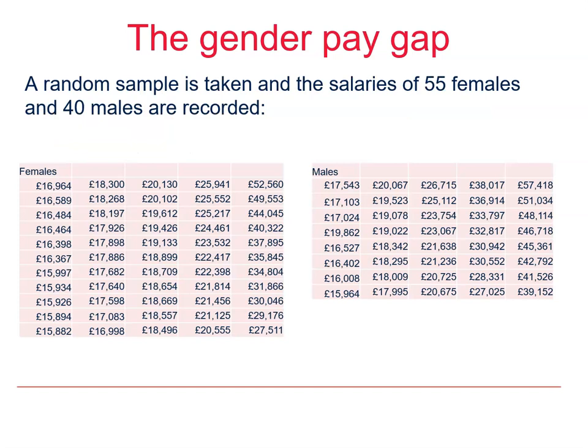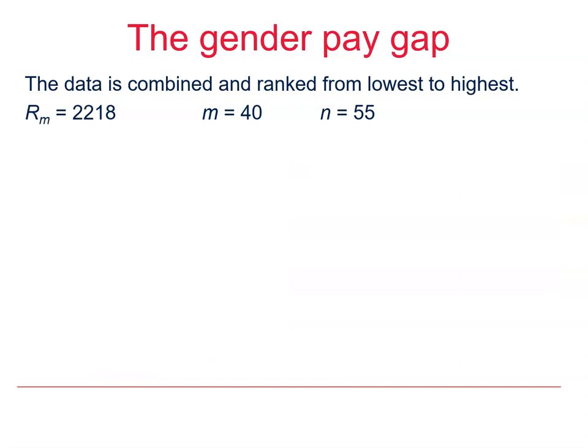Here's the data. Our first step, as with smaller tests, is to assign values to m and n. Remember that m is the smaller of the two. So m equals 40 and n equals 55. There's a lot of data here, so you'd want to use a spreadsheet. In an exam, you'd be given summary information. So I've ranked the data for you and found RM, which is 2,218.